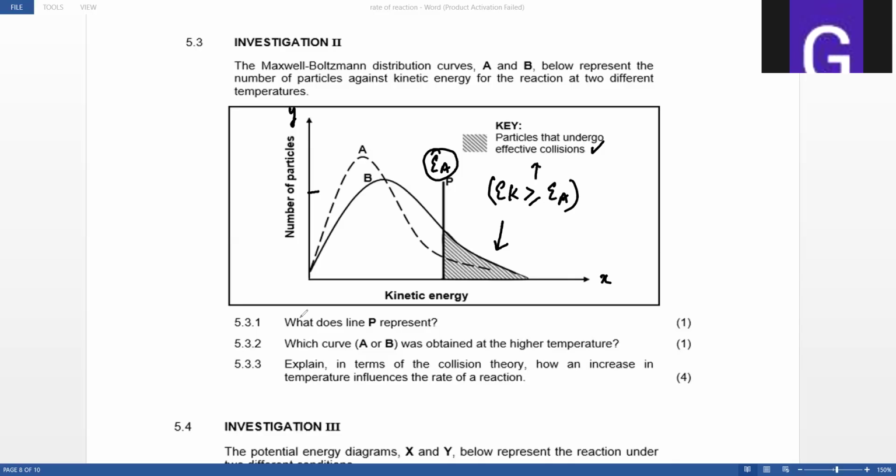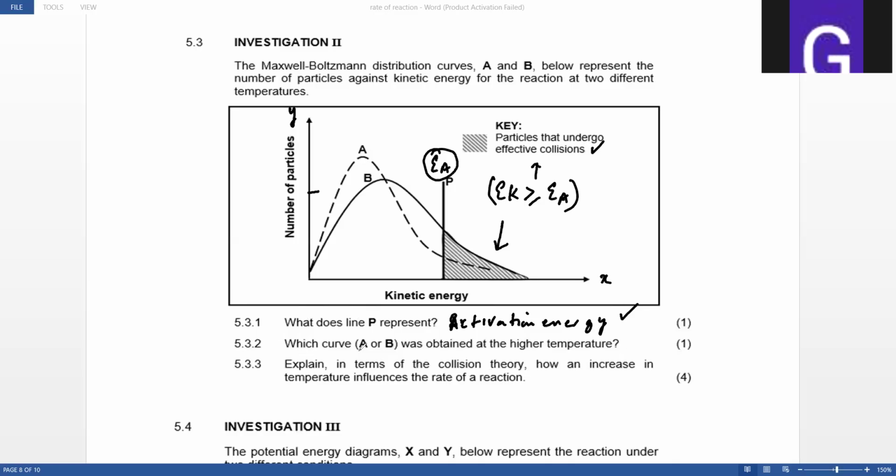Now, what does the line P represent? Obviously, I think I've explained that it is the activation energy, the energy that is needed for the chemical reaction to start.